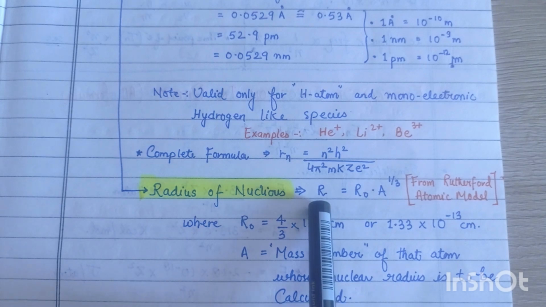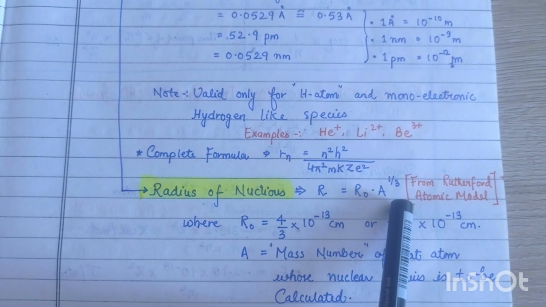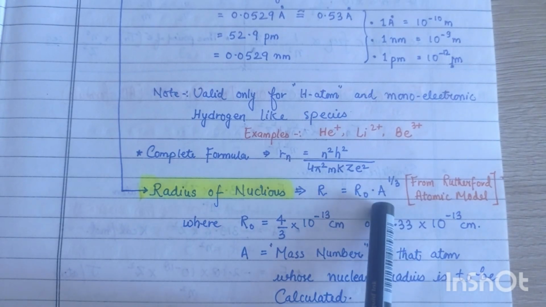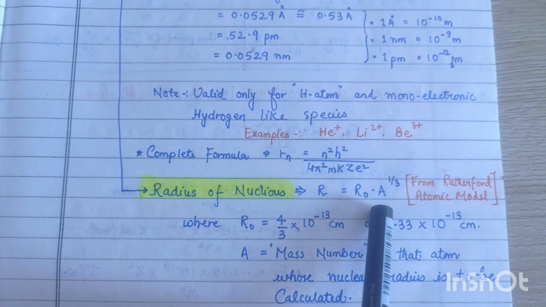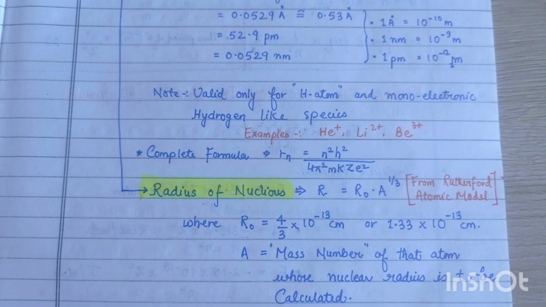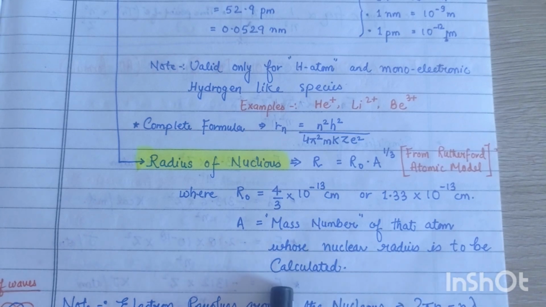Okay, R is equal to R naught A to the power 1 by 3. So if I consider the mass number of aluminum as 27, I substitute 27 here and take the cube root. It becomes a calculation part. You have to calculate 27, which we can write as 3 cube, and to the power 1 by 3, it becomes 3. It's a calculation part. In the next video I will help you solve the numericals, where, as I already told you, A is equal to the mass number of that atom whose nuclear radius is to be calculated.